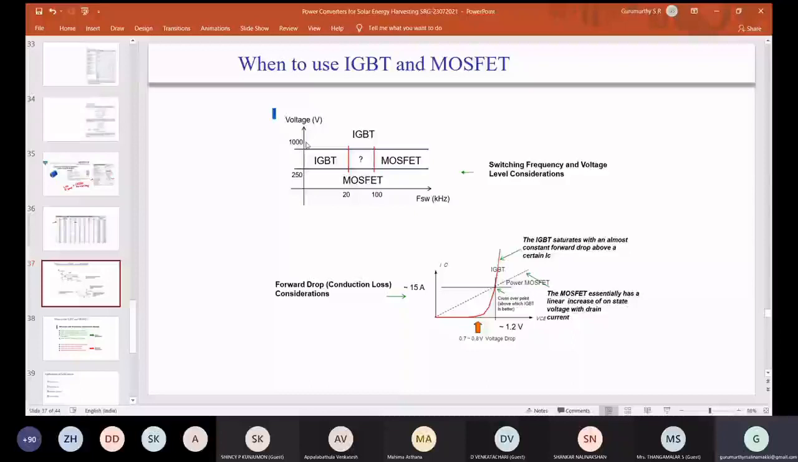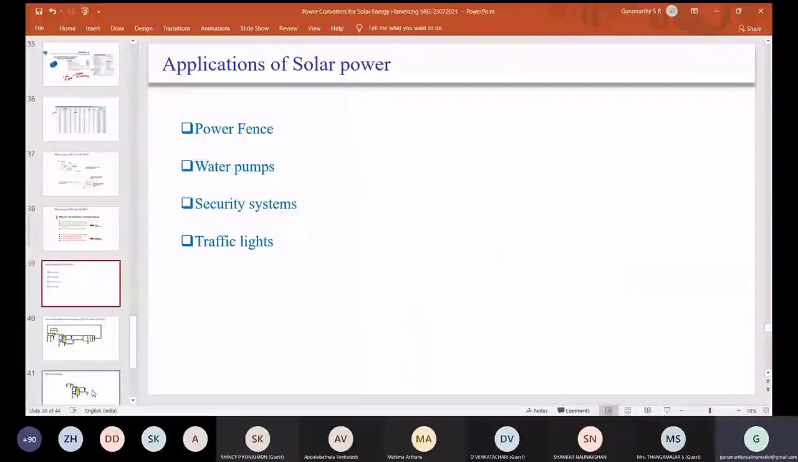Okay, then I'll tell you the applications of the solar power. So solar power you can use in wide varieties of applications. Particularly in agricultural and remote places where the power is not available, you need to protect your fields. Maybe you can use the power fence. Power fence means high voltage pulses at a low frequency.